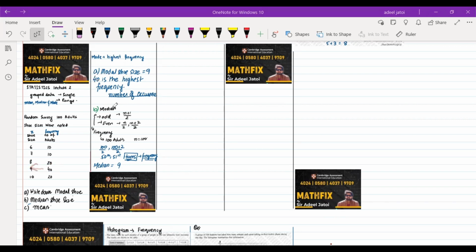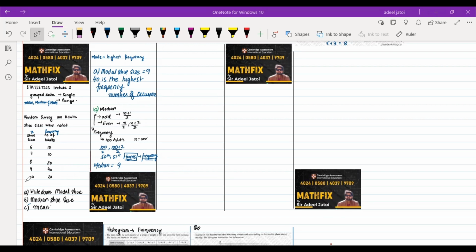And then we took out the median because the total of the frequency was 100. So we know that 100 is an even number. Using the formula, 100 divided by 2 is 50, and 100 plus 2 upon 2 is 51. So your 50th and 51st frequency came down here. So we took down this 9. 9 plus 9 divided by 2 is 9 again. So the median is what? 9.